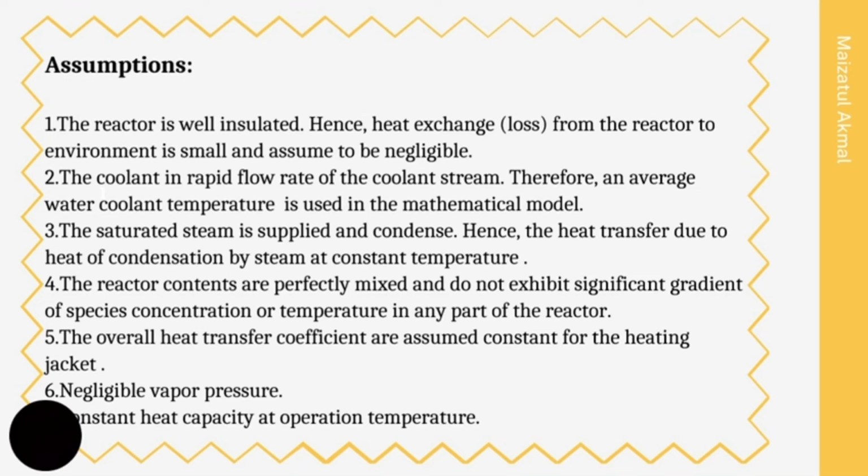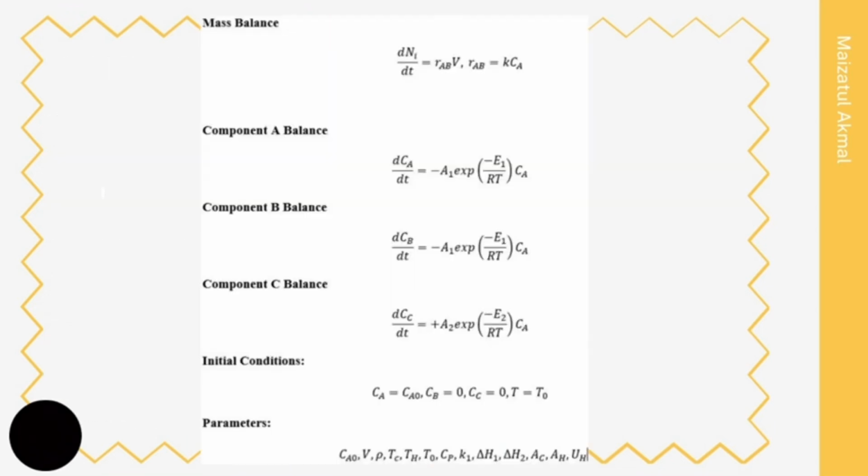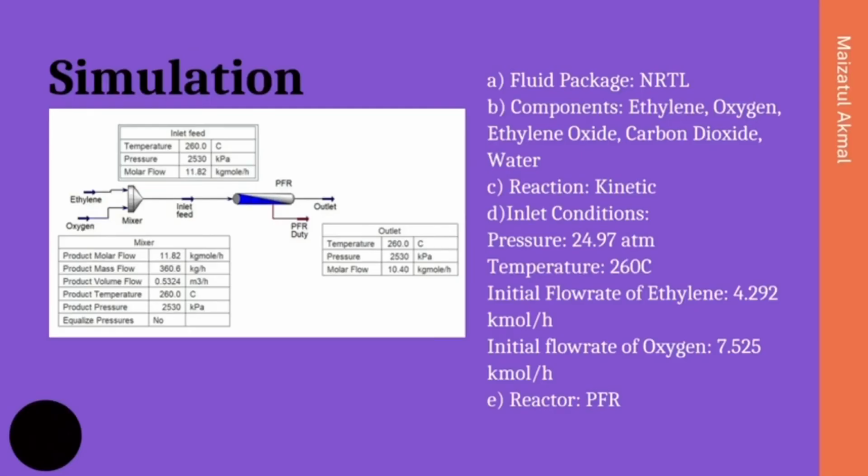The overall heat transfer coefficient is assumed constant. There is negligible vapor pressure and constant heat capacity at operating temperature. As you can see, this is the mass balance: the overall mass balance, the component mass balance, and also the initial conditions with parameters. For the simulation, this is what we get from Aspen HYSYS.